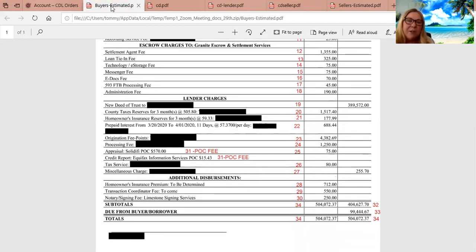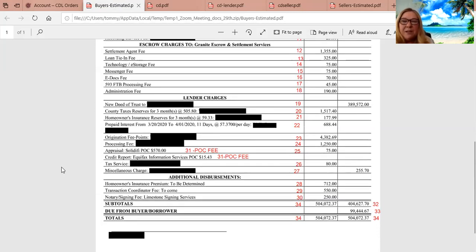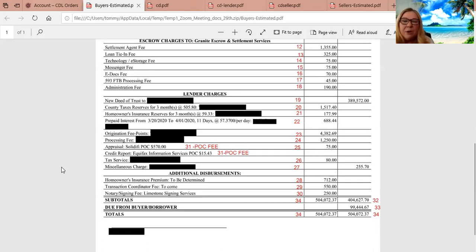See where it says lender charges? So we start off right here with your impound accounts, county tax reserves and homeowners insurance reserves. So reserves to us is like an impound account. And then you've also got your prepaid interest. Does anybody have any questions on what prepaid interest is? Everybody good? I don't see any notes, so we're good. Those numbers are matching the other side. Origination fees, processing, appraisal, all of those are just the standard lender fees.